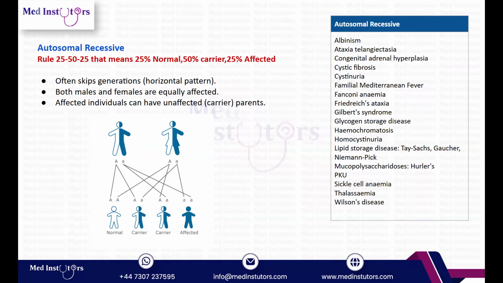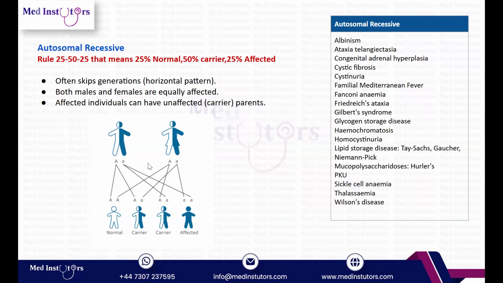Since it is recessive, that's why we have a carrier state here. It often skips generations. Both males and females are equally affected. Why? The answer is again the same, that it follows an autosomal pattern. So autosomal has nothing to do with gender. It is not gender specific. So both males and females are equally affected. Affected individuals can have an unaffected carrier parent. And these are the conditions which follow autosomal recessive pattern.